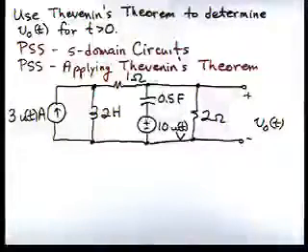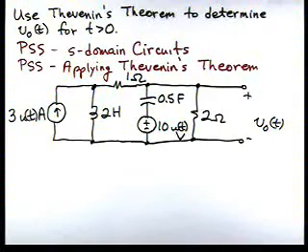In this problem, we're asked to use Thevenin's theorem to determine V0 of t for t greater than 0. We're going to utilize two problem-solving strategies, one entitled S-domain circuits, and then the second one entitled applying Thevenin's theorem. So in our problem-solving strategy for S-domain circuits, step 1 says solve for the initial capacitor voltage and inductor current.